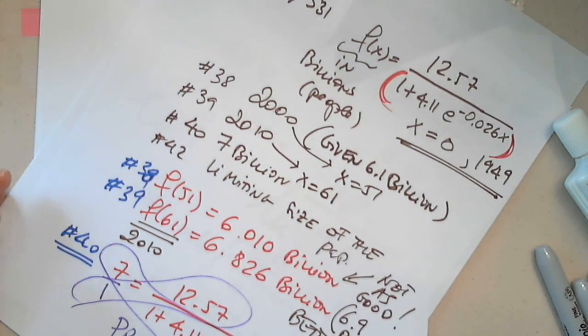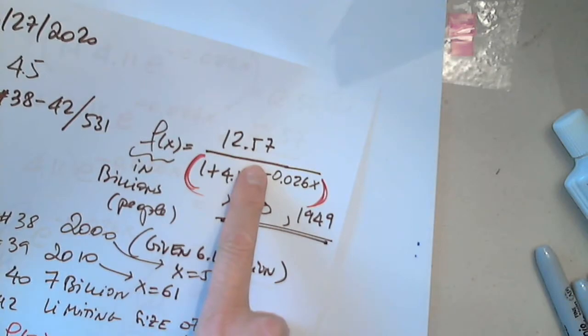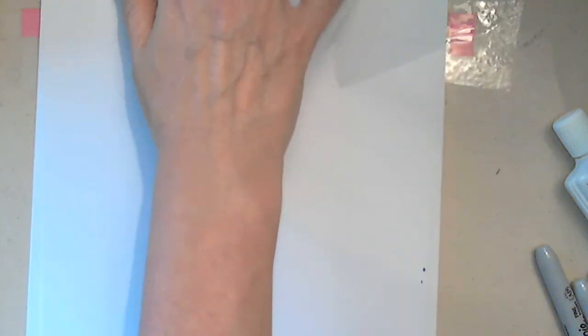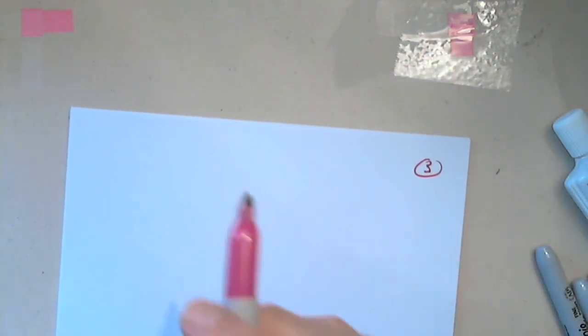Let me know what you got. So the 12.57? Exactly, because that's the horizontal asymptote. So if the model is true, and we get to 12 billion, according to the model, we are not going to be able to live on the planet anymore. We'll have to find another place to extend.